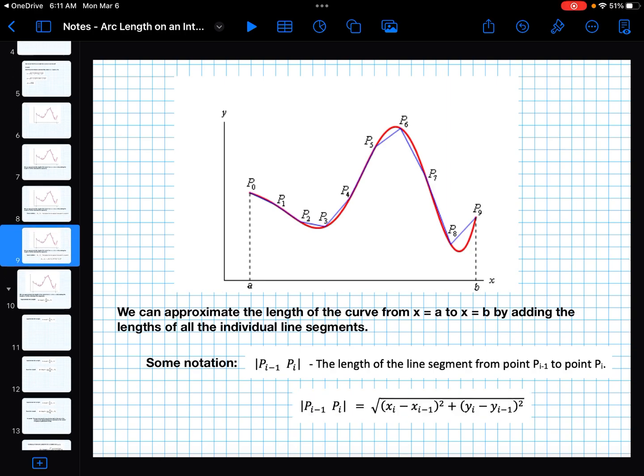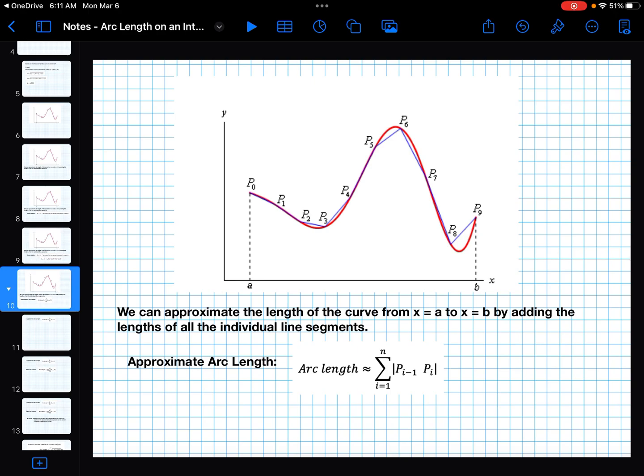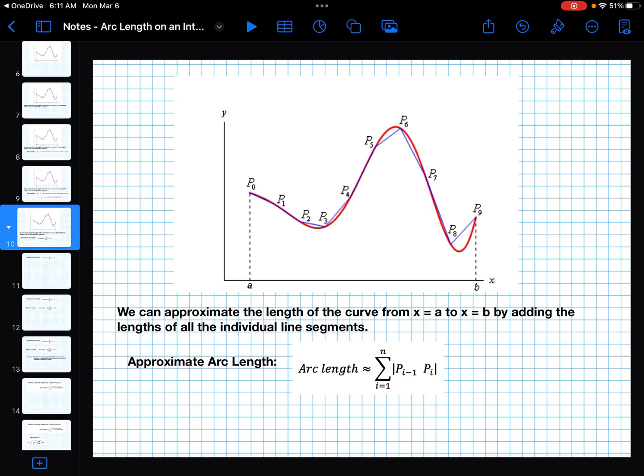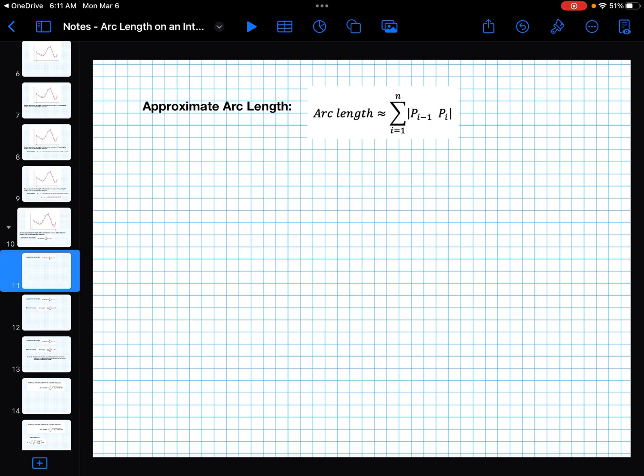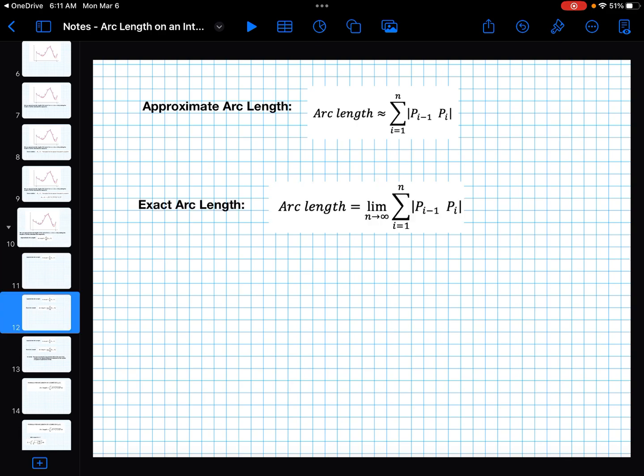We're going to find those lengths using the distance formula on each one, and then we take the sum of all of those lengths. That's the approximate arc length. If I want the exact arc length, that's where we take the limit, like we took the limit of a Riemann sum to get a definite integral. To get the exact arc length, we're going to take the limit of the sum of the lengths of all the approximating line segments.